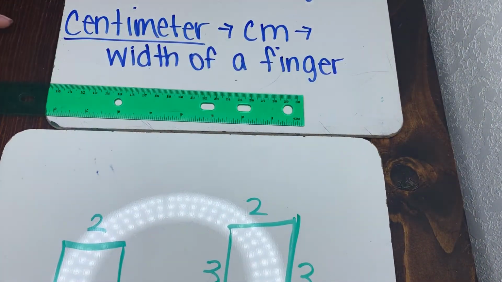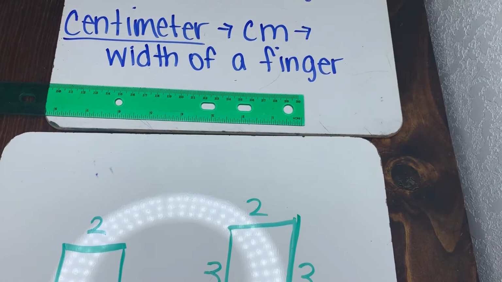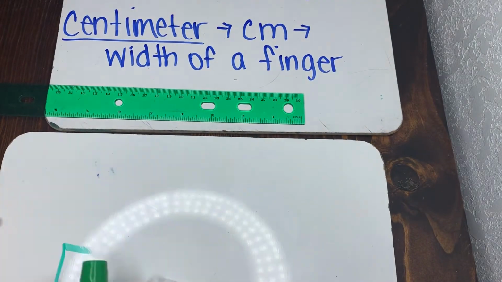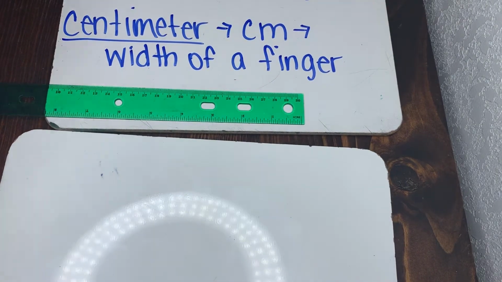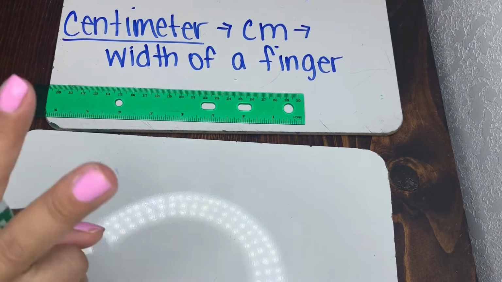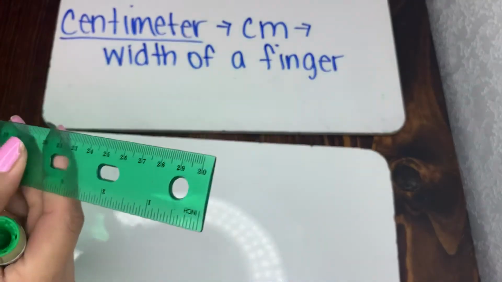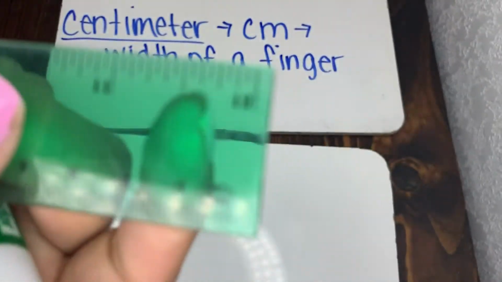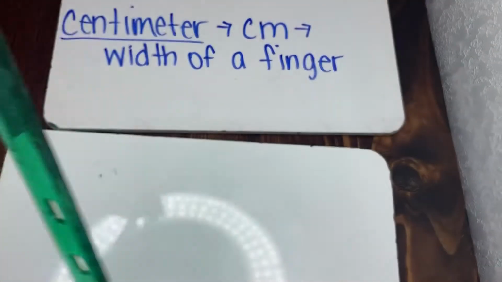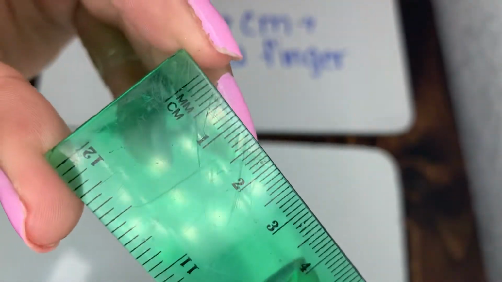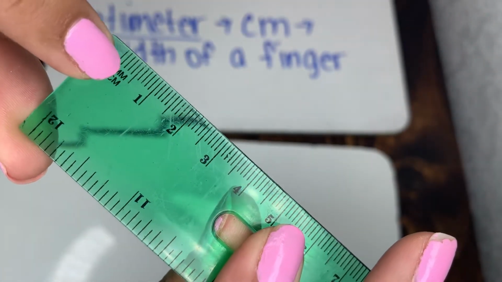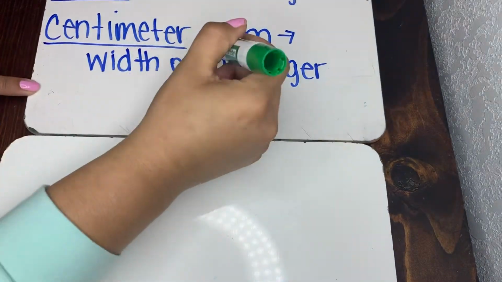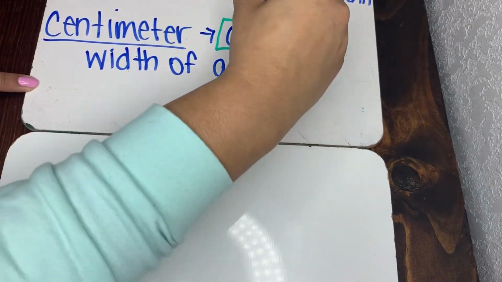The next one that we are introducing is a centimeter. So in your take-home folders, all of you received a ruler. You're going to need your ruler for today's work. On your ruler, there's two sides. So usually we use the inches side, but today we're going to learn about the centimeters. So if you could see right here, cm, centimeters and millimeters. Right now we're working on the cm. So centimeter, the abbreviation is cm.